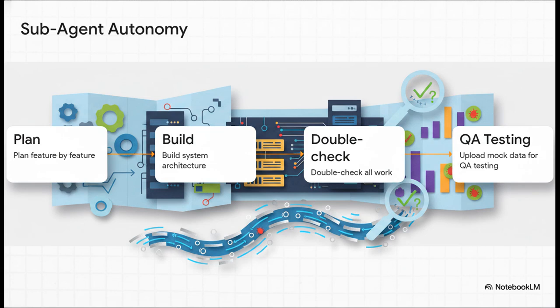Let's look at how this plays out. When tested on a really complex task, like building a personal finance dashboard entirely from scratch using Claude Code, the dynamic workflow follows a strict autonomous sequence. First up, the sub-agents map out a plan, feature by feature. Second, they autonomously build the system architecture. Third, and this is a real game changer, they double-check their own work. And finally, they actually generate and upload mock data specifically for QA testing. It is a complete end-to-end development cycle, executed by hundreds of coordinated AI agents with zero human intervention.